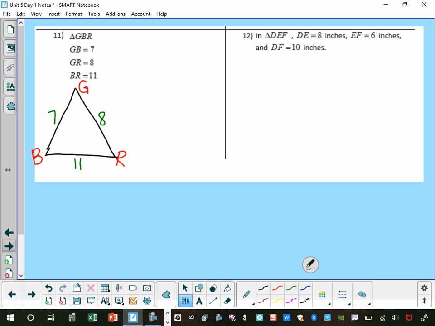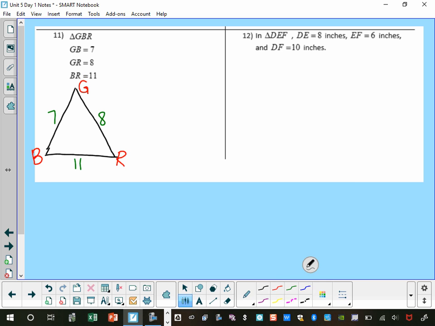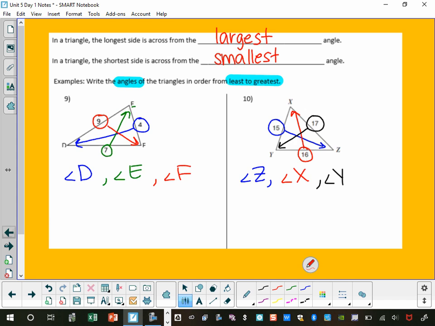You could do your triangle upside down and name it RBG. Same thing. You find GB, make that 7. You find GR, make that 8. You find BR, make that 11. So it doesn't really matter how you draw your angle. If you want to copy my angle for now, that's fine, but on your test, it's really fine. All right, so now we're still putting them in order from least to greatest.